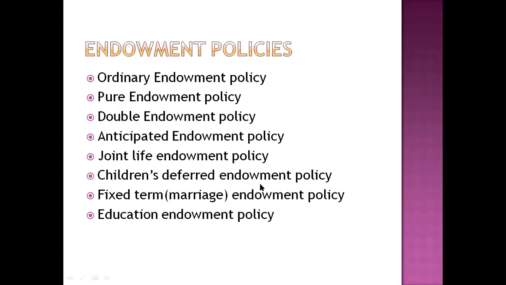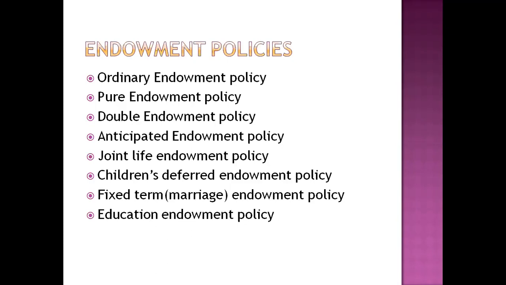Then we have the fixed term endowment policy. This is also known as marriage endowment policy. Under this policy, the sum assured is payable only at the end of the agreed period, which is mentioned in your policy bond. The premium ceases if the death of the policyholder occurs before the policy matures, and the beneficiaries, the persons who depend on him, will mature the policy and claim it from the insurance company.